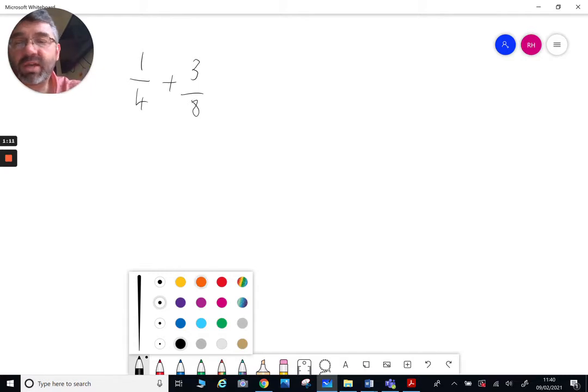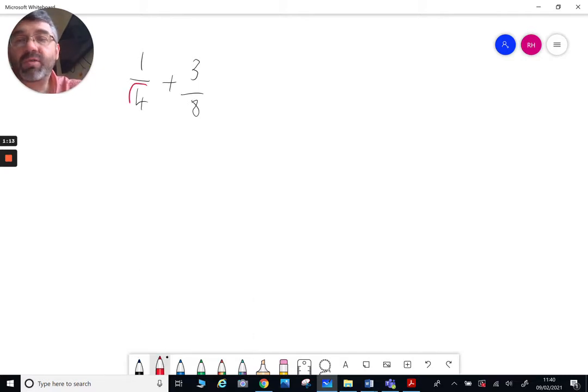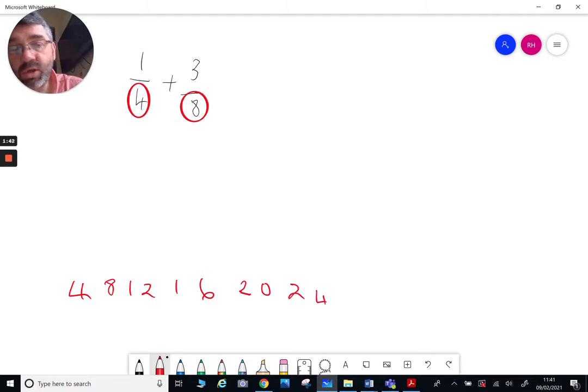And we need to make these numbers now, the 4 here and the 8, we need to have the same number on the bottom. We need to have a common multiple there. So what we're looking for now is a number that the 4 will divide into perfectly and the 8 will divide into perfectly. So we just check our times tables. If we start with the 4: 4, 8, 12, 16, 20, 24, 28, 32, 36 and 40.